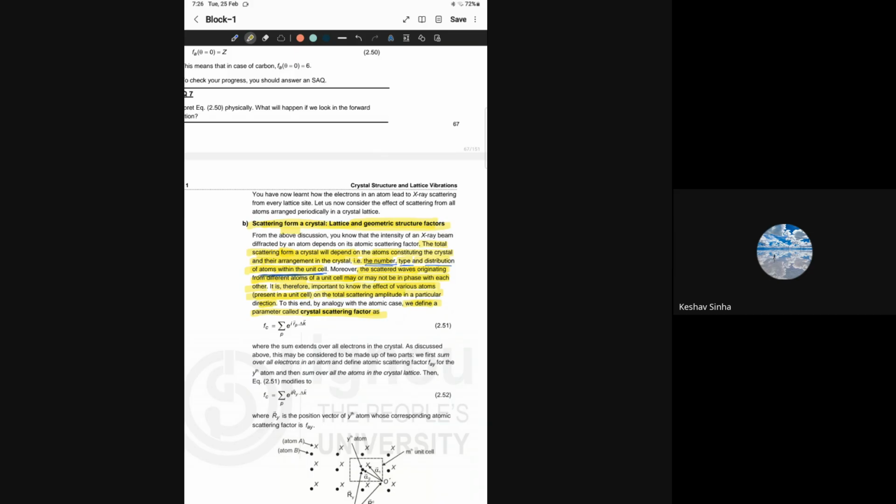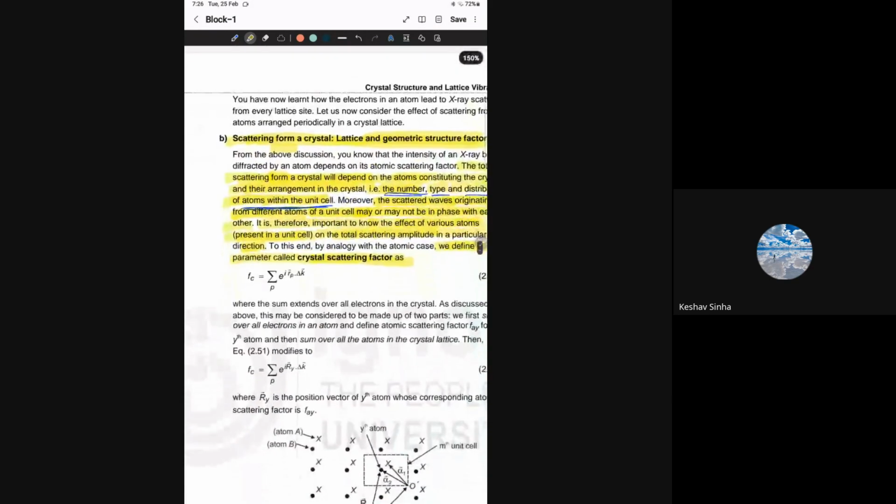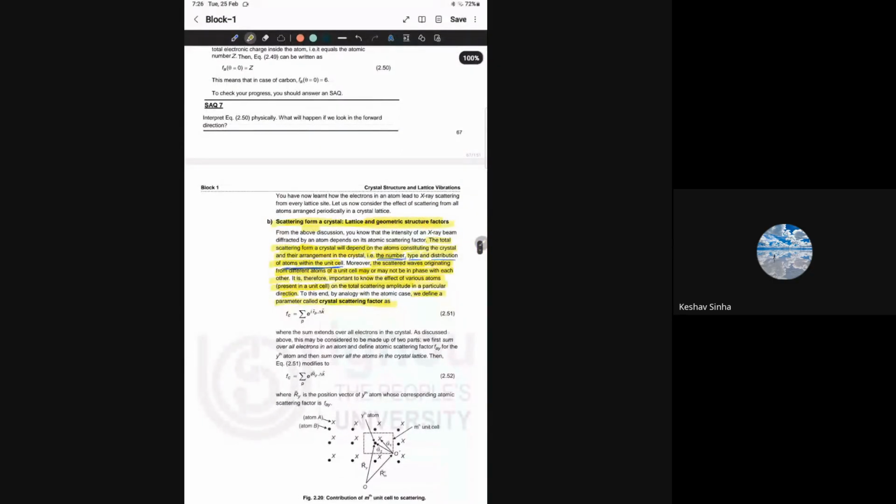The crystal scattering factor F_C is equal to the summation over p of e to the power i R_p dot delta K, where the sum extends over all electrons in the crystal. As discussed before, this may be considered to be made up of two parts. First, the sum over all electrons in an atom, and define the atomic scattering factor F_j for the jth atom, and then sum over all the atoms in the crystal.